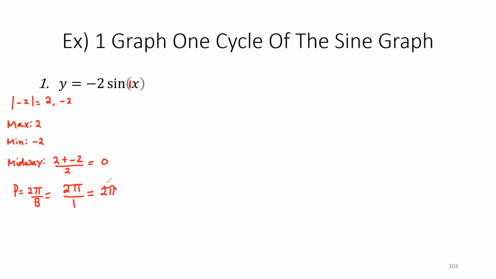Now what we're going to do is graph it. Let's find our critical values, or at least one of them. To find the critical values, you take the period divided by 4. My period is 2 pi. Divide that by 4, and that can be reduced by 2, so that would be pi over 2. So you start at pi over 2, and then you just keep on adding pi over 2 until you get to the period.